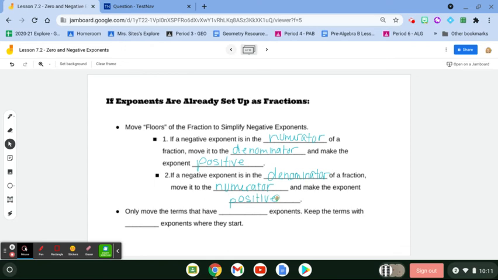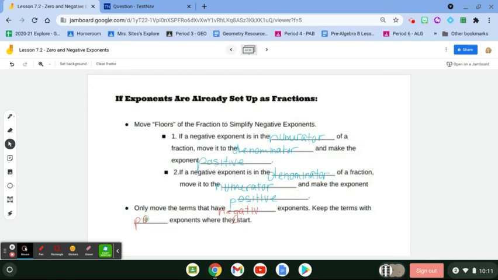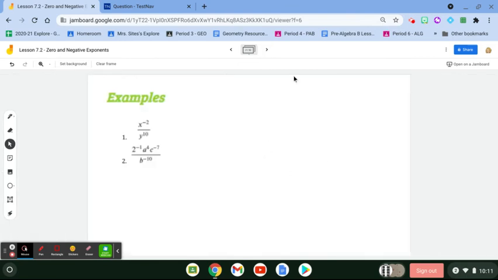Another important rule is to only move terms that have negative exponents. You want to make sure that you keep terms with positive exponents exactly where they are. All right, so here's what I mean. If you take a look at the first example, it's already set up as a fraction, so we don't need to put ones underneath anything and flip in that respect.